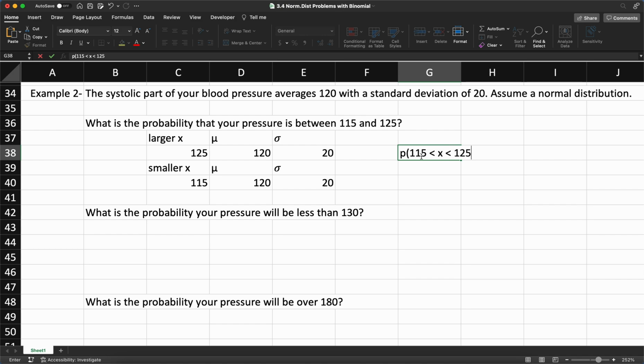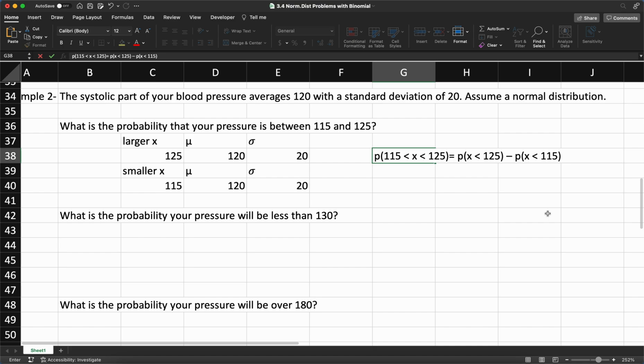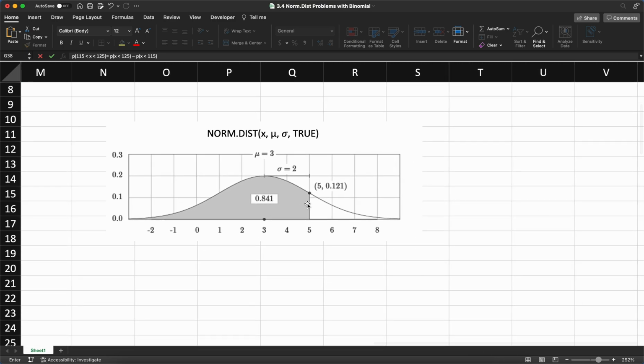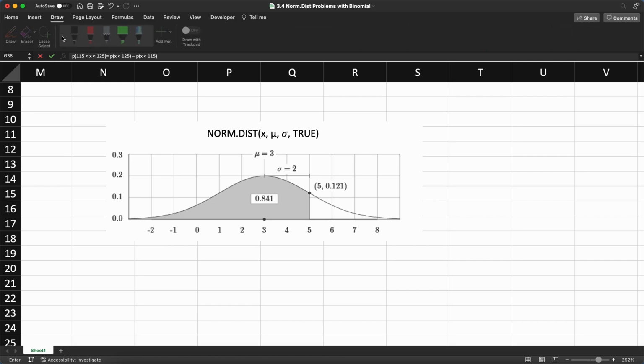Okay? So to find the probability that a blood pressure is between two values, what we're going to do is find the probability that x is less than 125, and we'll subtract from that the probability that x is less than 115. And by doing this, remember the picture over here. When we do the norm.dist function and we find less than, we're finding all of this area here.